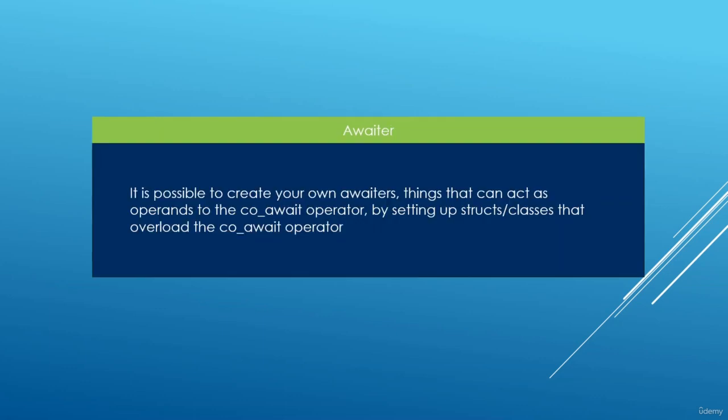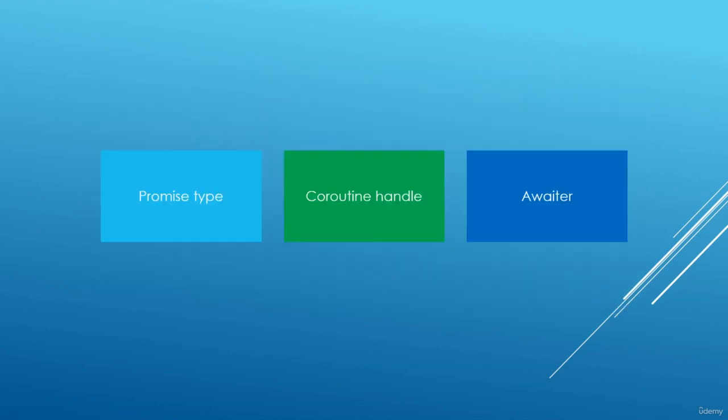Okay, so this is what we saw. We have the ability to set up our own awaitables, and this is going to be done by overloading the co-await operator, and you will have the ability to use this as an operand to the co-await operator, and this is going to work. Okay, so by now you probably have a good idea of the building components we need to set up a coroutine type.